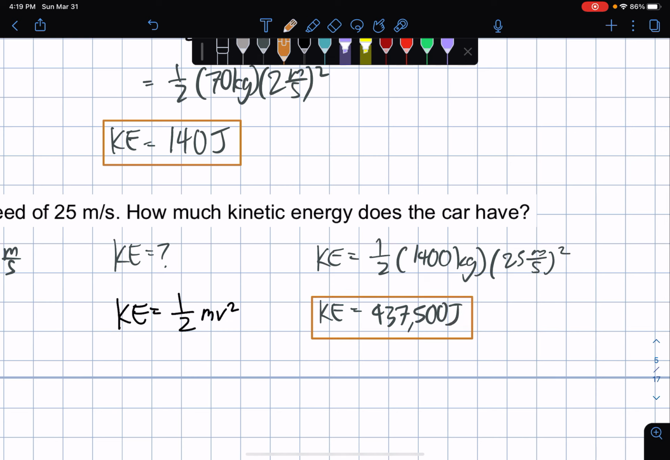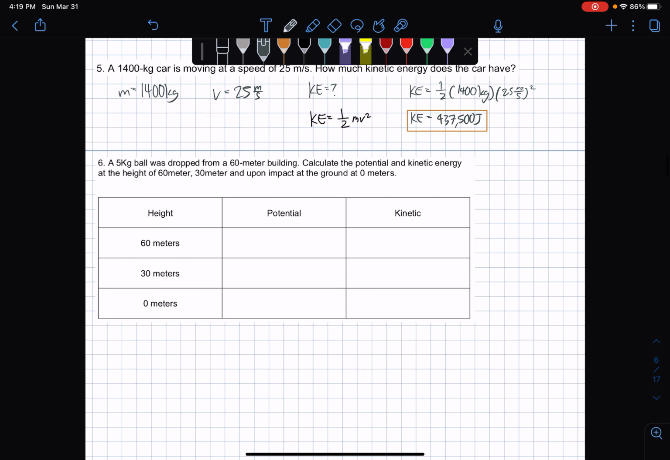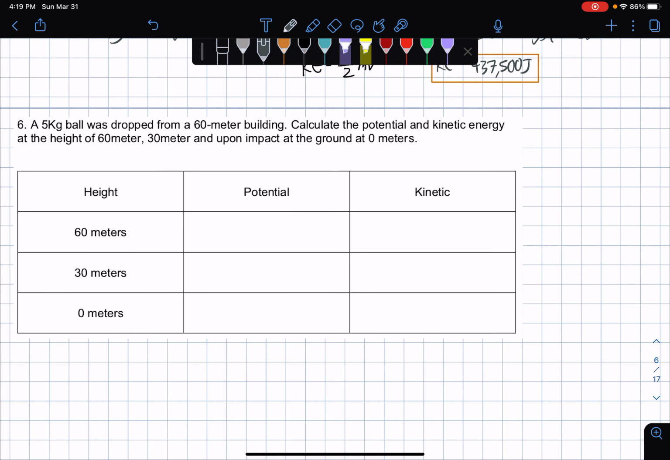Number 6. Okay, so right now, we ought to look for PE and KE, provided that we have specific height values. But the mass is the same. It's said to be 5 kilograms all throughout. The total H, let's just say it's H total. Height total is 60 meters.